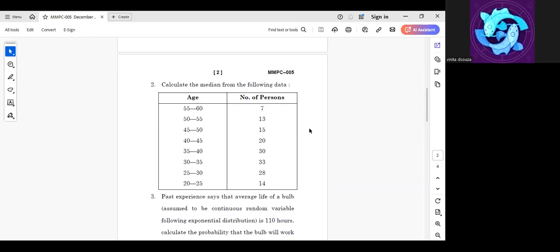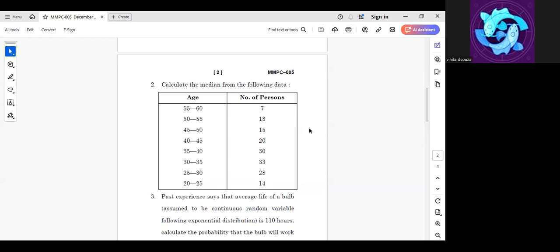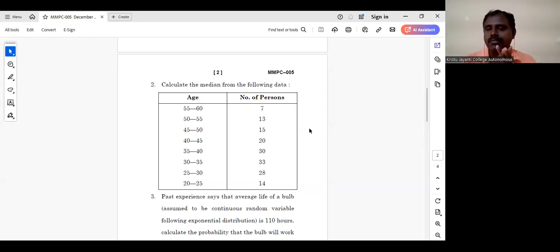For ascending order, you said that 20, 25, like that it comes. First, you have to write the age as 20 to 25, 25 to 30, 30 to 35, 35 to 40, 40 to 45, 45 to 50, 50 to 55, 55 to 60. You have to rearrange it. At the same time, the number of persons also has to be rearranged properly. Taking the class interval 20 to 25, 14 comes first. Then 25 to 30, 28 has to come second. Like that you have to do.